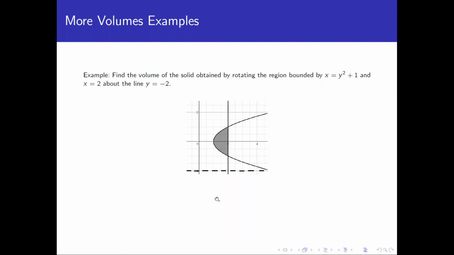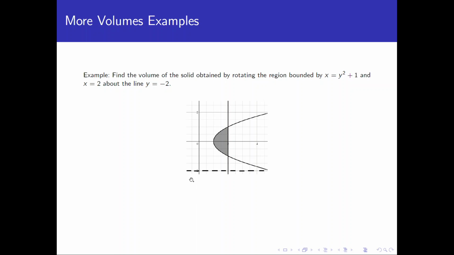All right, so let's do some more volume examples, and in particular, let's concentrate on how we make decisions on are we going to integrate with respect to x or are we going to integrate with respect to y, which then tells us are we going to use the washer method or are we going to use the shell method. All right, so let's look at this one.